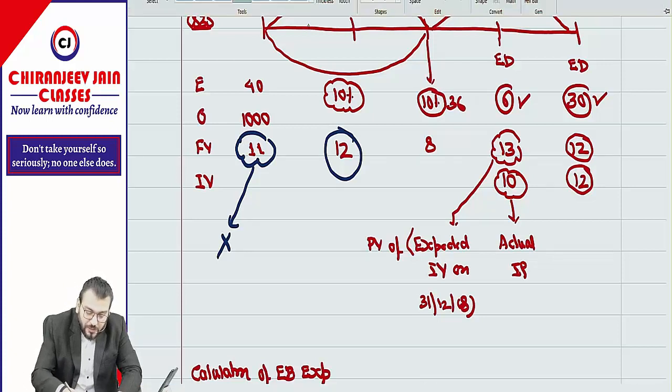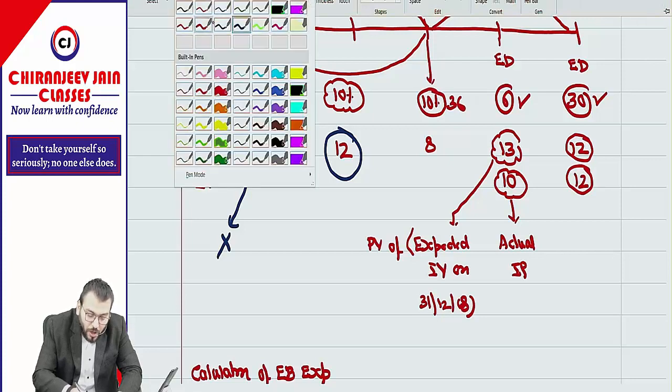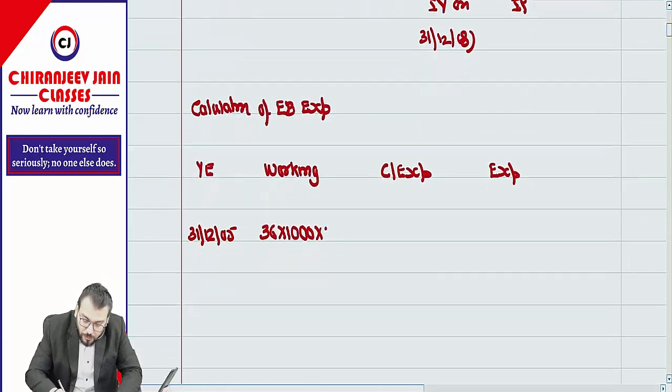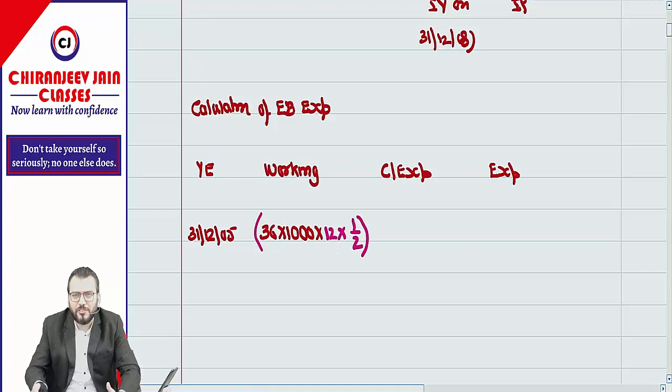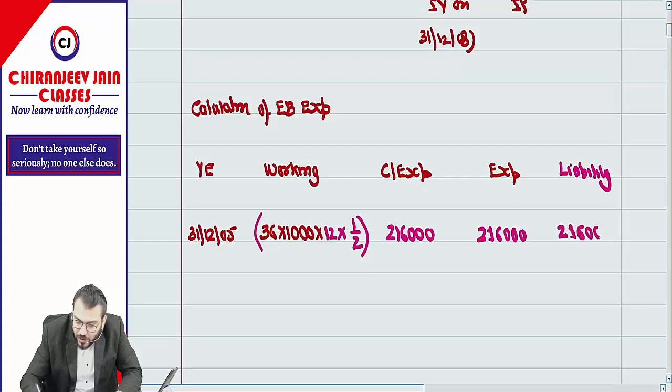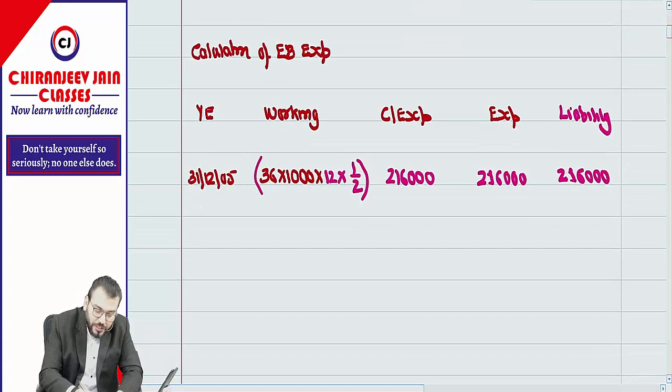Got it? So can I say fair value of option on grant date is actually not relevant? So we'll do multiplied by 12 into 1 by 2. 1 by 2, I hope you have understood, because 2 years is the vesting period. Yes, sir. It become 2 lakh 16,000. Expense will be also 2 lakh 16,000. Correct. If you want to also write on liability, there can be one more column, liability, that will be also 2 lakh 16,000. Okay, sir. Got it? Any doubt? No doubt.